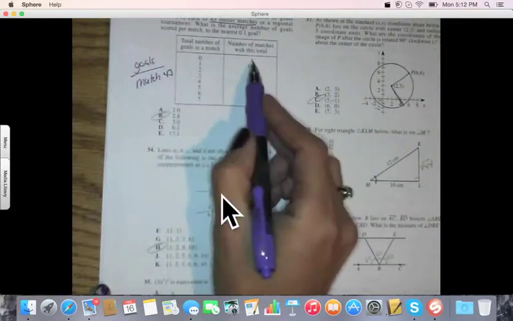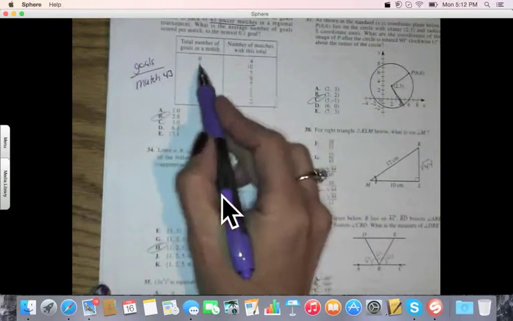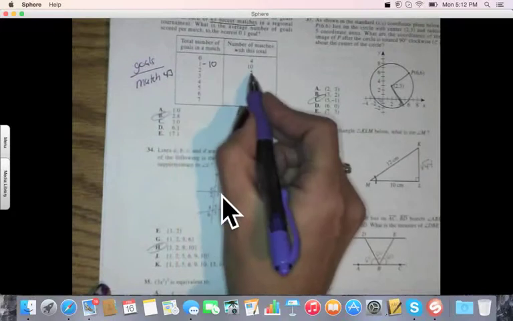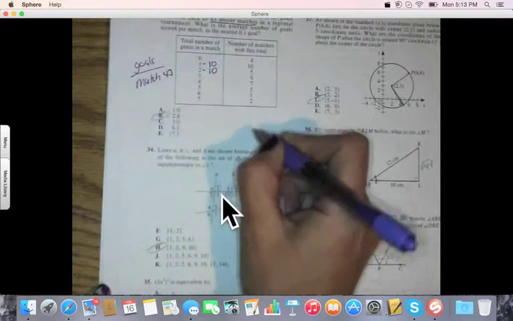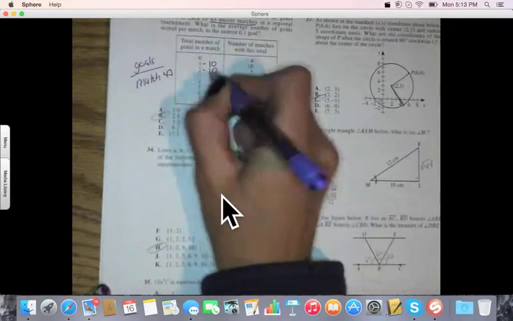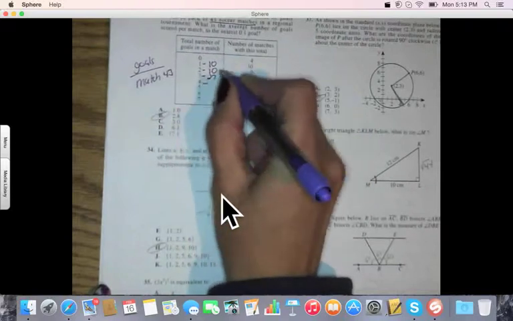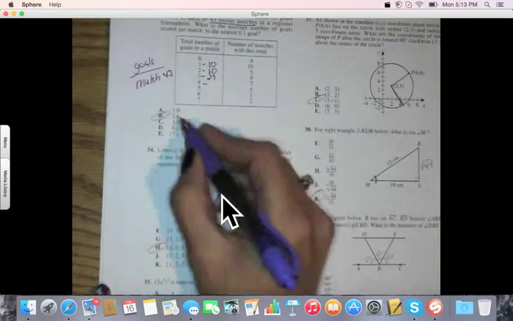So what this is showing me is there's 4 games where I had 0 points, 10 games where I had 1 point. So that's 10 points there, 10 goals. 5 games where there were 2 goals, so that's another 10 points added up. 9 games had 3, so that's 27 points. And you just keep multiplying here to get the total number of points. Add these up, divide by 43, and you'll get 2.8.